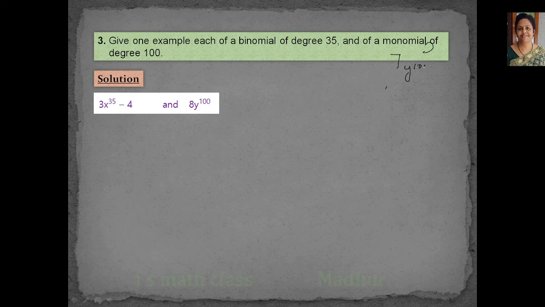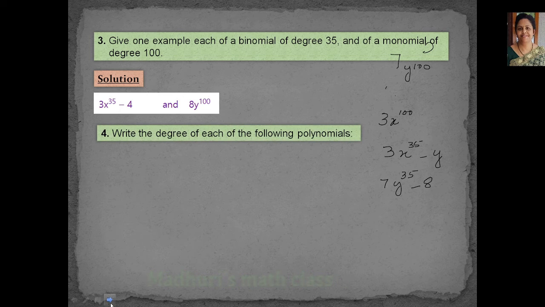7y raised to 100 or 3x raised to 100. Many you can write with a monomial of degree 100. Now first, binomial of degree 35. Binomial of degree 35 means 3x raised to 35 minus y or 7y raised to 35 minus 8. So many polynomials you can write like that.